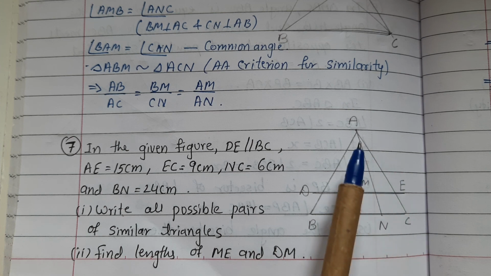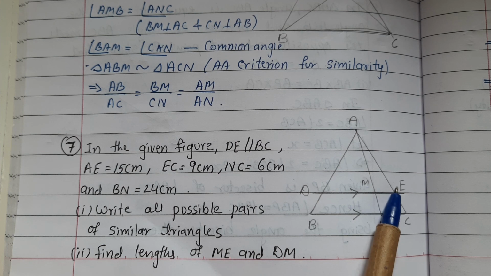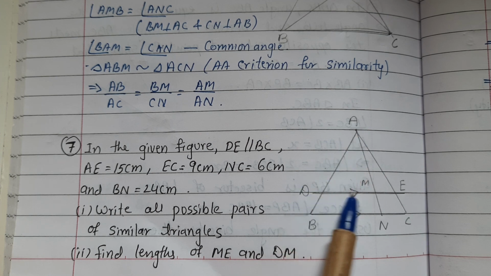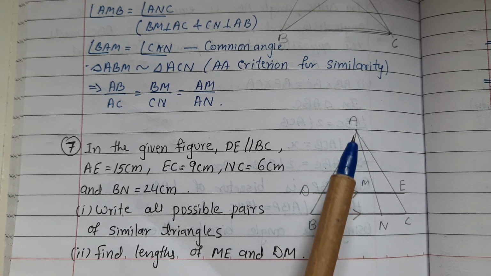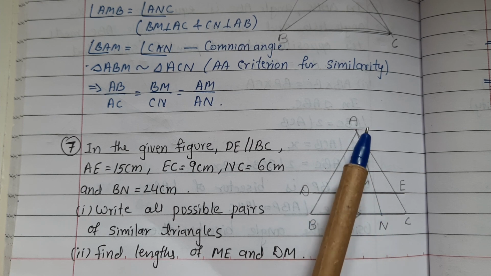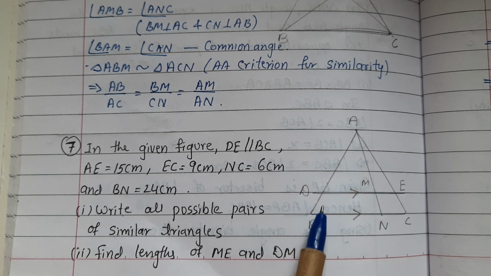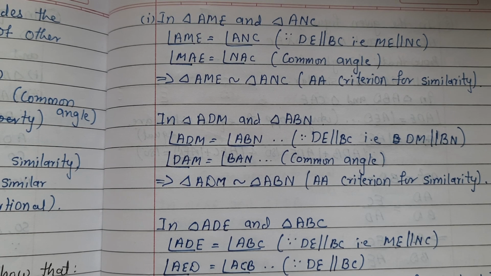First pair of similar triangles is AME similar to ANC. Second pair, ADM is similar to ABN. Third pair, ADE is similar to ABC, which I have proved here.